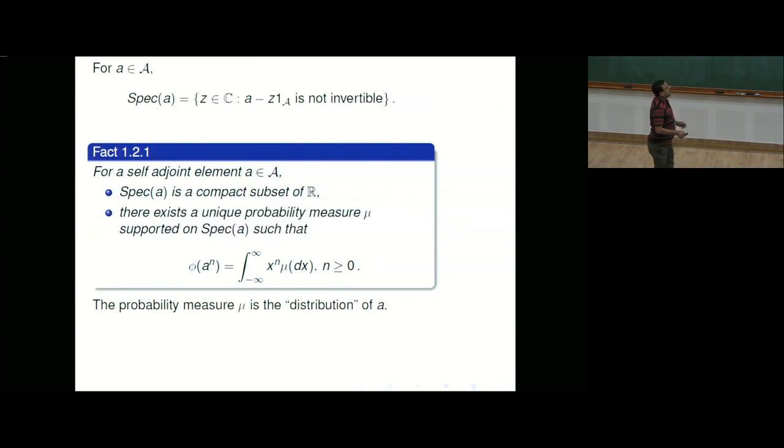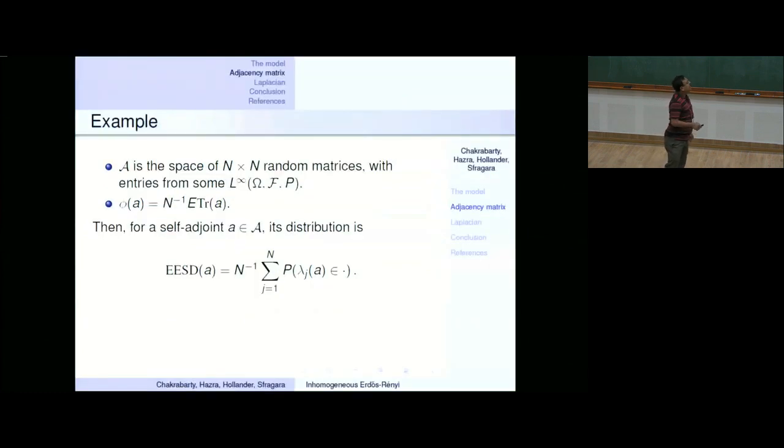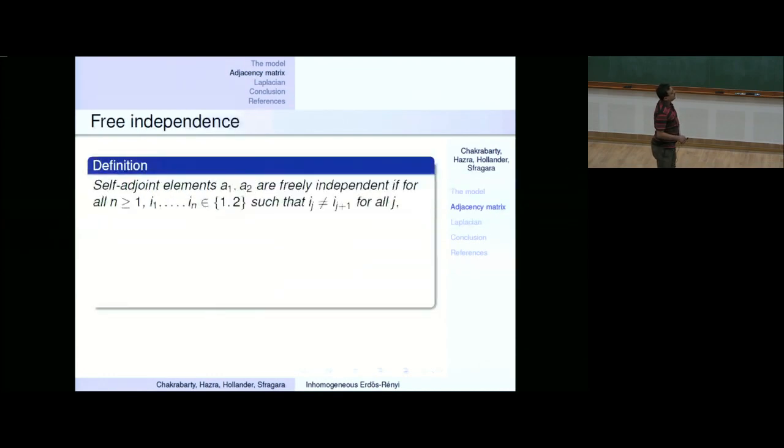So this is analogous to the classical case, with phi thought of as the expectation and A thought of as a random variable, except that we are now in a non-commutative setting. And the classical examples are n cross n random matrices. Okay, I won't spend much time on that.